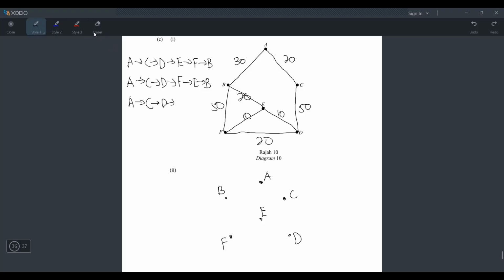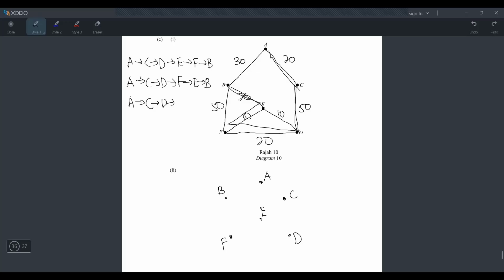But actually, if we think logically, this BF is 50, so of course we will try to avoid this 50 because we want the shortest. If we want to avoid it, it will be like this: A, C, D, F, E, B. So the second one, right?